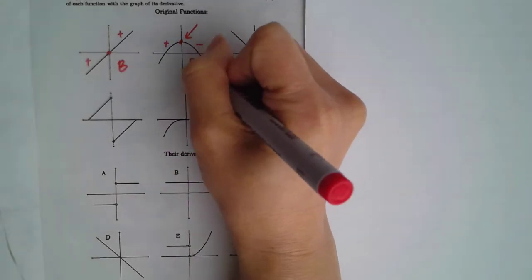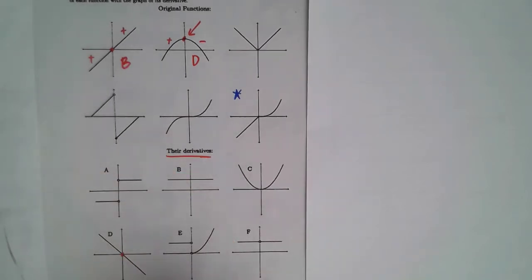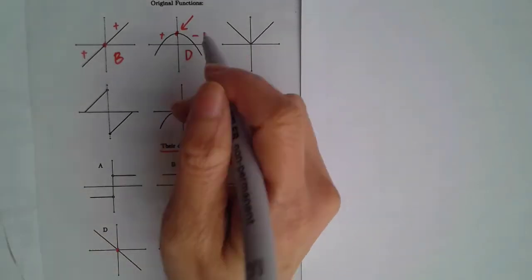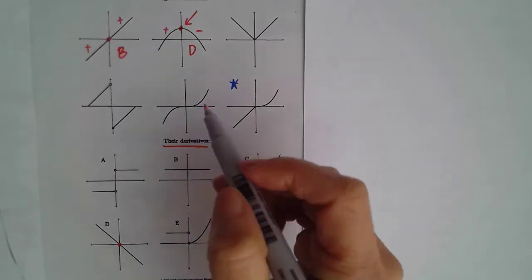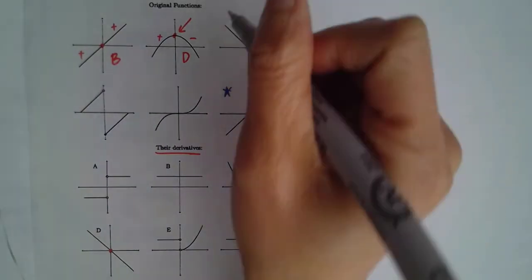Did you guys get D? Because look, it crosses a 0 at 0. It's positive here because remember this is the graph of the derivative. It's in the positive region above the x-axis. But this guy, it's negative, so it's going down, right? In decreasing, it's below the axis. And also it's a quadratic. This is a linear, right?